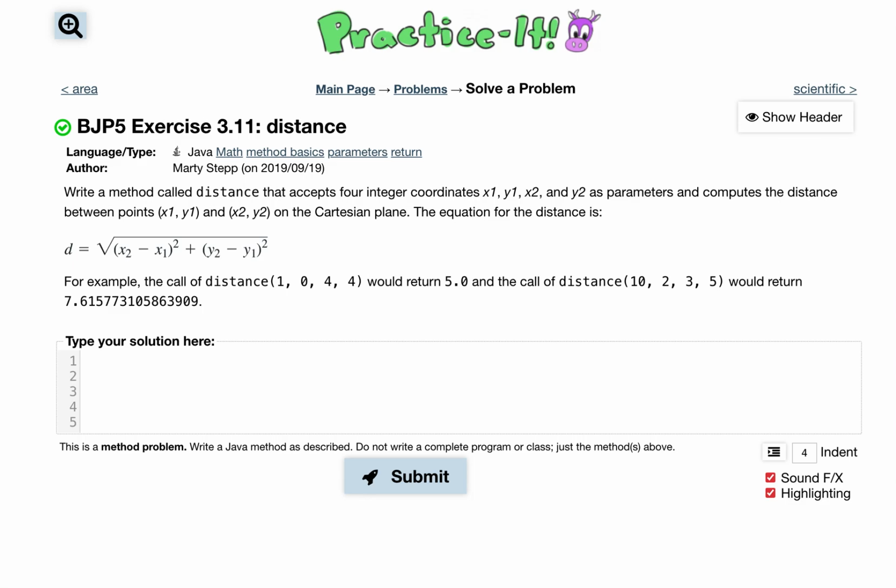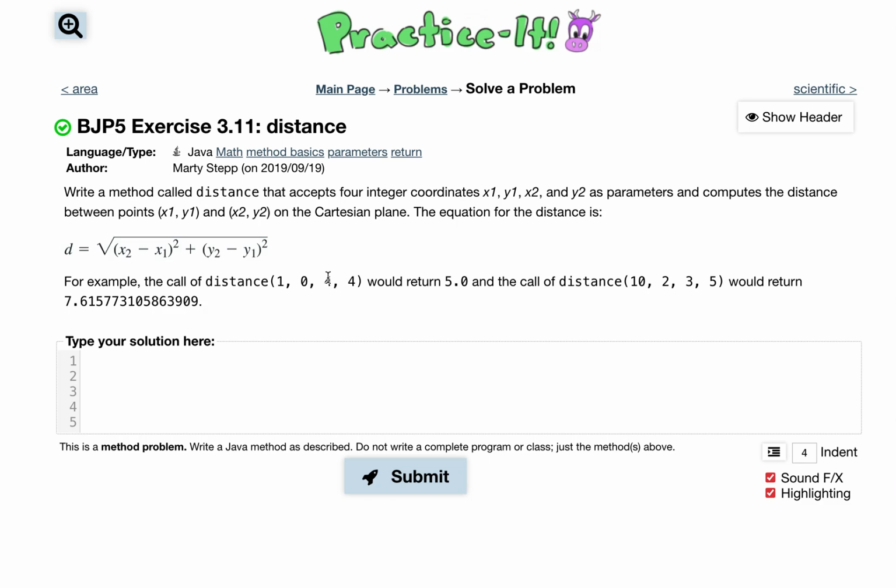To another video tutorial. Today we are going to be on Practice It, exercise 3.11, and it is called distance. So let's read the problem. Write a method called distance that accepts four integer coordinates x1, y1, x2, and y2 as parameters and computes the distance between points x1, y1, and x2, y2 on the Cartesian plane. The equation for the distance is d is equal to the square root of parentheses x2 minus x1 squared plus parentheses y2 minus y1 squared.